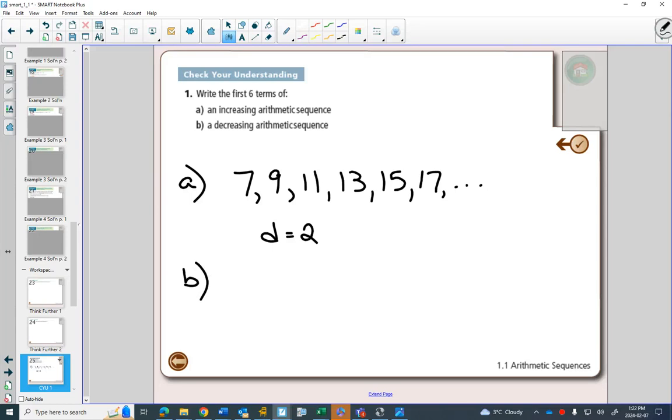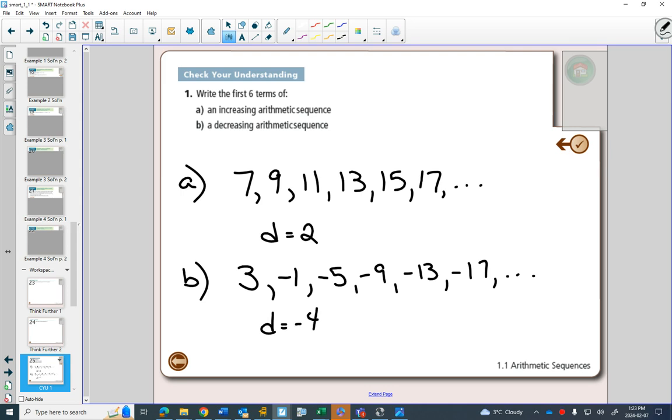And for B, if I wanted to make something decreasing, somebody else's favorite number? 3. And then I could go down by the same amount every single time. How much am I going down by? 4. I'm going down by 4. So here, we would say our common difference is negative 4. So when it's decreasing, we would say that it goes down by 4. When it's increasing, it goes up.